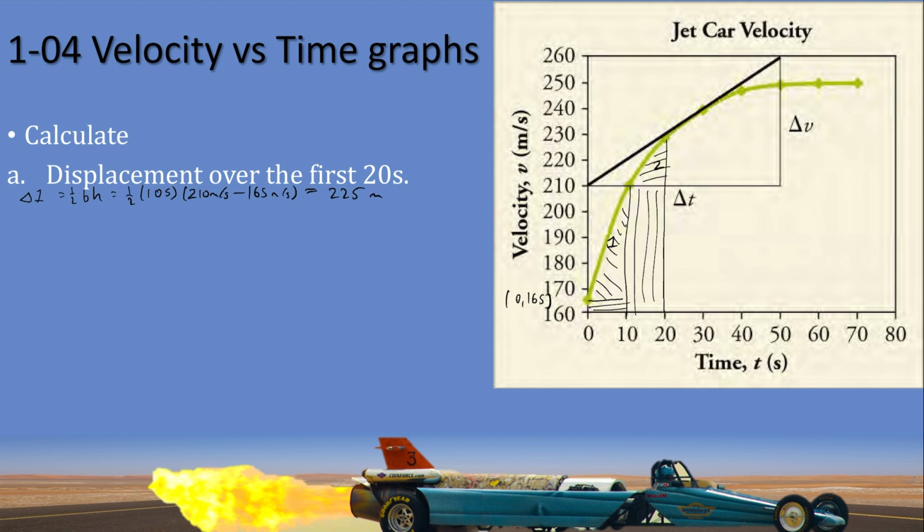Let's do the other triangle. Triangle 2. The base again is 10 seconds. Now our height is, let's see, what's that point? That point looks like it is 230. So its height would be 230 minus 210, which gives us 100 meters.